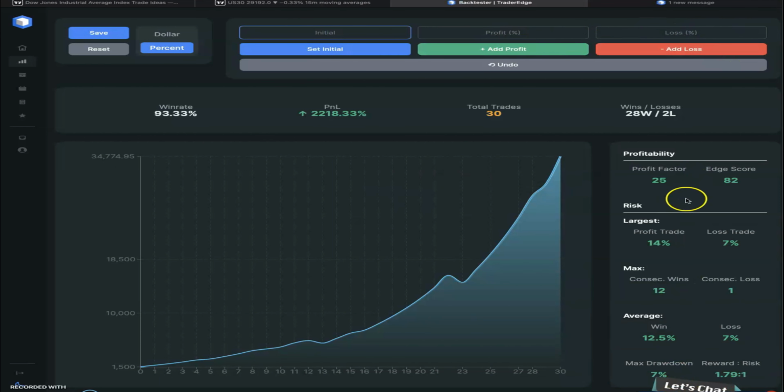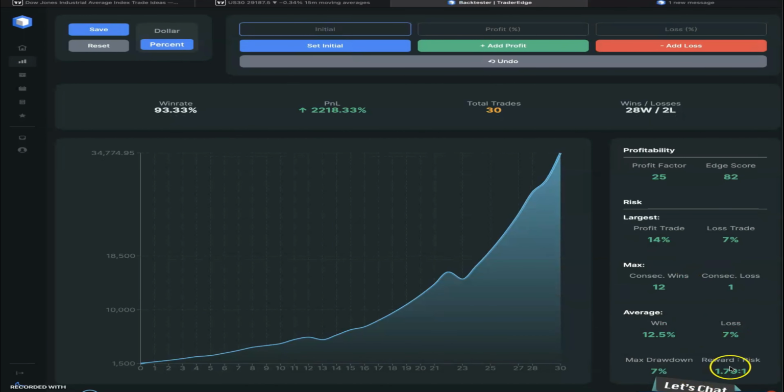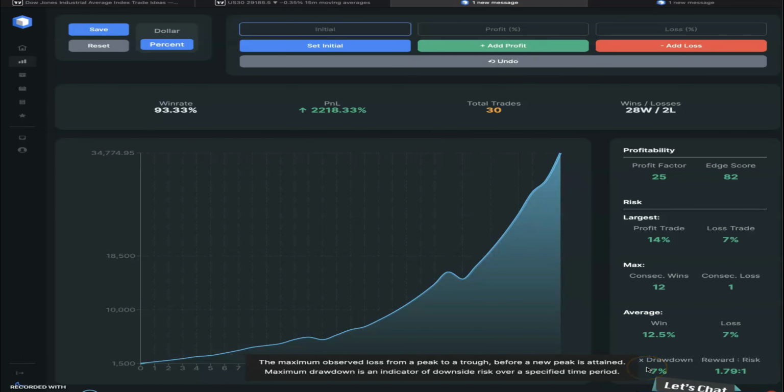I did not account for all the trades that went 8-to-1 and 3-to-1 and 5-to-1. So this is kind of the bare bones, what you could potentially expect with good trading, with good management. Now, granted, I think you could perform this better with better management, but just so you have an idea. And because of that, we obviously have a risk to reward ratio of about 1.79 to 1. Max drawdown is 7%.